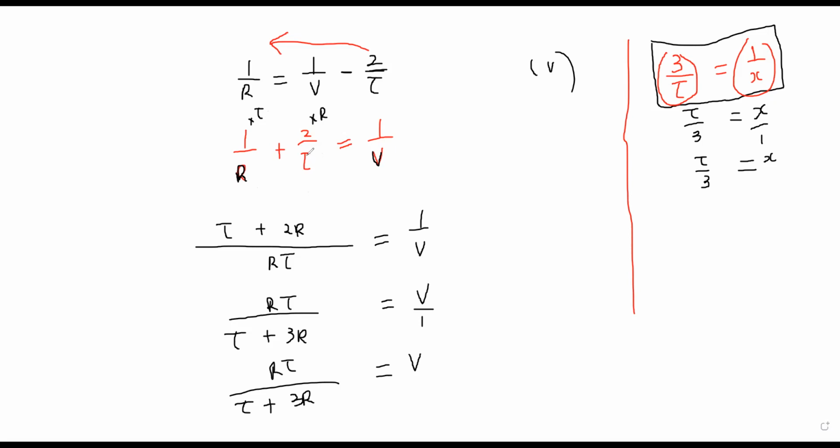Then we come on this side. T into RT, T cancels out, we're left with the R. So it's 2 times R, and we get 2R equal to the 1 upon V. We flip it, and we get V upon 1, which is the same as V. And then we gotta flip this side, it will be RT upon T plus 3R.